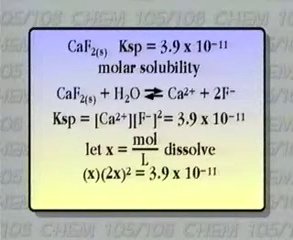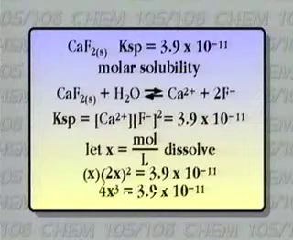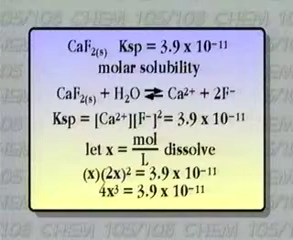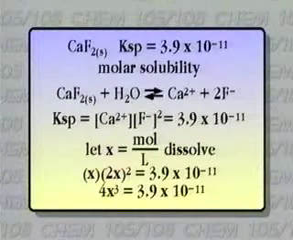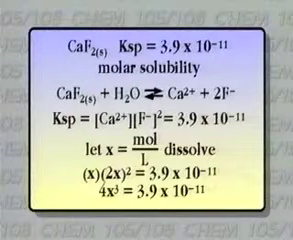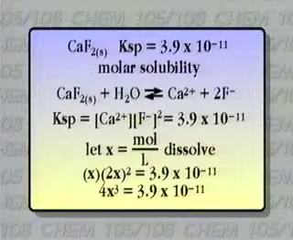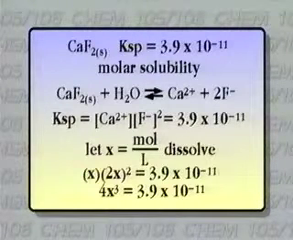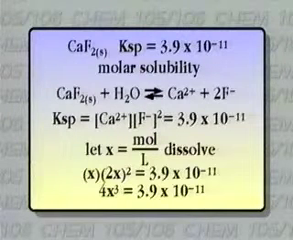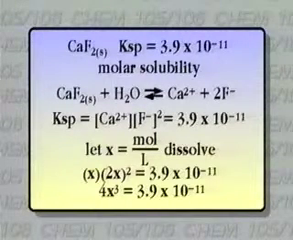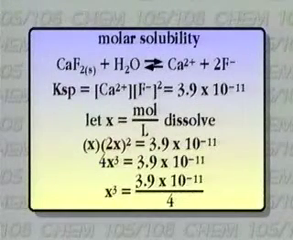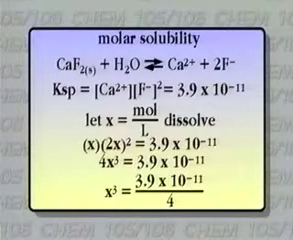Now, if we do our math here, we're going to end up with 4x cubed. 2x times 2x would be 4x squared multiplied by x, 4x cubed, is equal to 3.9 times 10 to the negative 11. To get our answer, once again, we must solve for the value for x. Well, the first thing we could do is divide both sides by 4, so x cubed would become equal to 3.9 times 10 to the minus 11 over 4.